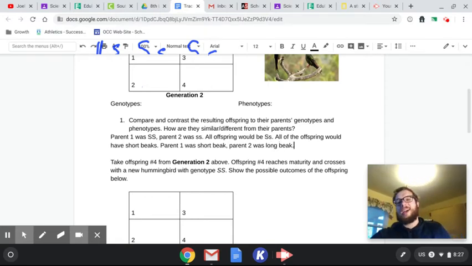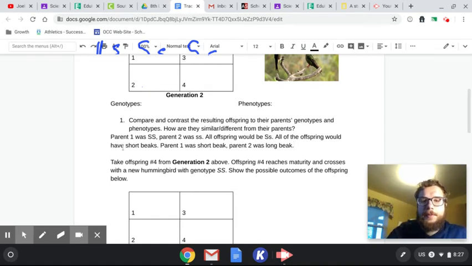So we've got kind of some similarities, kind of some differences. All of the offspring are going to have different genotypes from the parents. Nobody's going to get a big S, big S. Nobody's going to get small s, small s. But the offspring would be phenotypically similar to parent number 1 because they're all going to be short beak, and parent 1 was short beak as well. Nobody is going to be similar to parent 2 in terms of beak size because parent 2 is long beak. Okay. So let's continue from there.